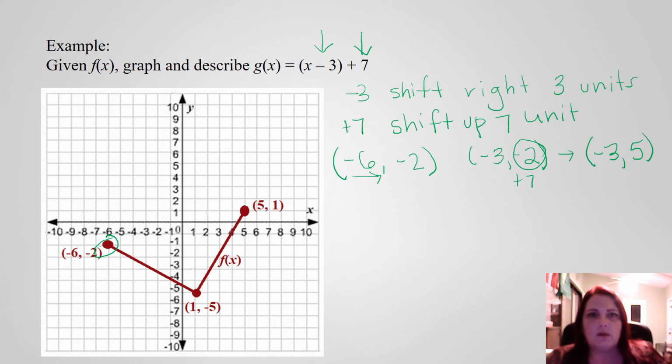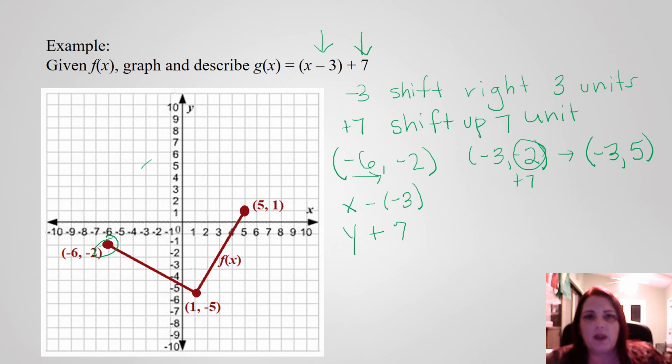1, 2, 3, right there. There, right there. So that's going to be one point. Now I can shift those. So what my rule here was, I took whatever the x was and I subtracted negative 3. And I took whatever the y was and I added 7.